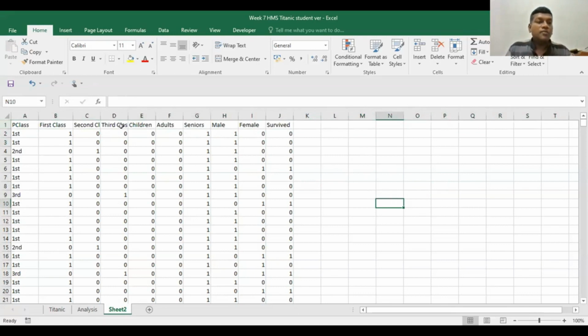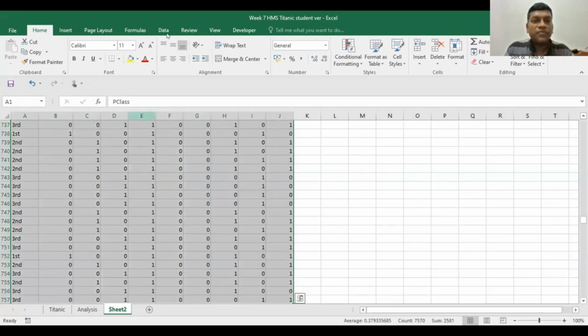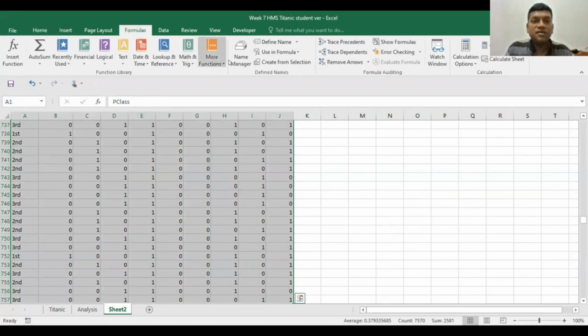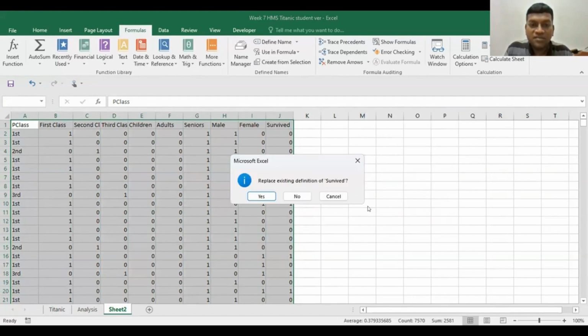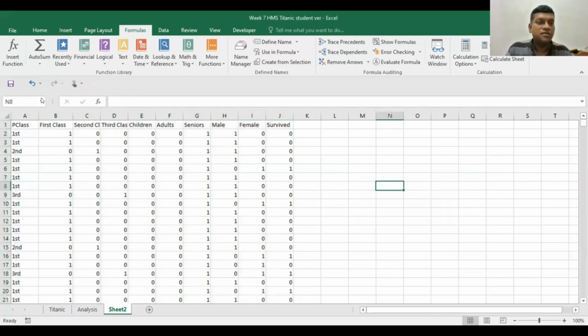Okay, now I'm going to make name ranges out of this. Control Shift right, Control Shift down, formulas, create from selection, top row. Okay, I have replaced existing definition of survived. Yes. Okay, so we have the name ranges now. Right, okay.